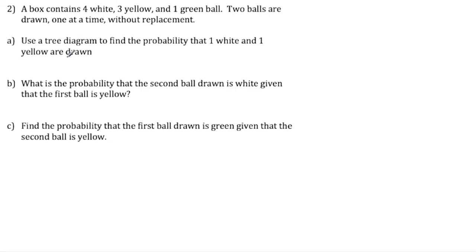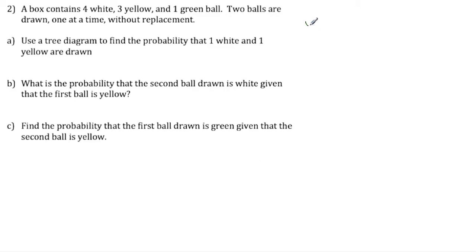These are written out in words as opposed to the notation that I've used before. But it's still the same. We can actually get the notation from this. So a box contains 4 white, 3 yellow, and 1 green ball. 2 balls are drawn, one at a time, without replacement. So we can do a tree diagram to find the probability that 1 white and 1 yellow are drawn. So again, we could do this probability tree as opposed to the tree diagram.